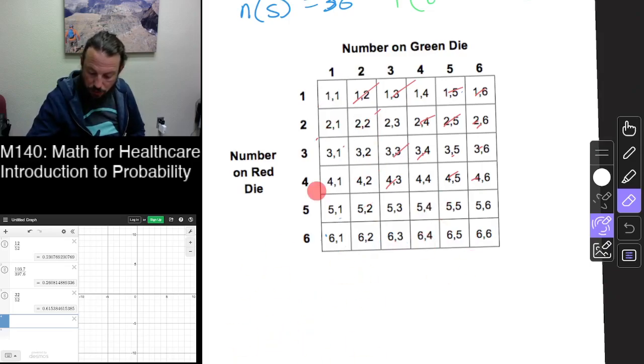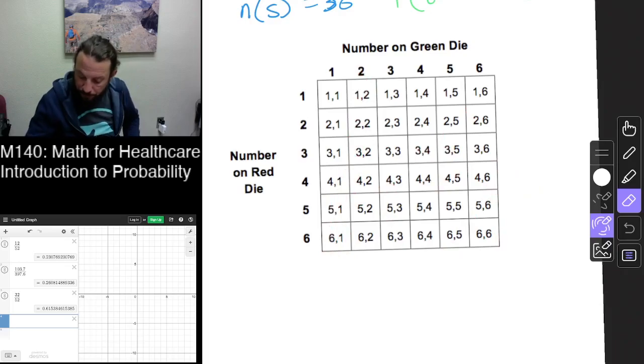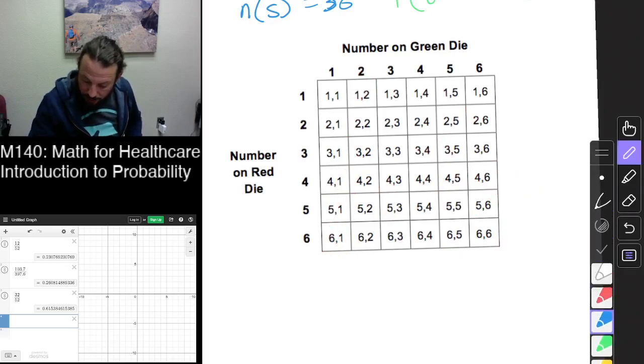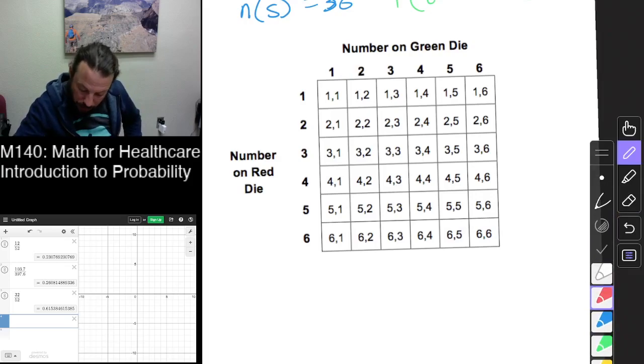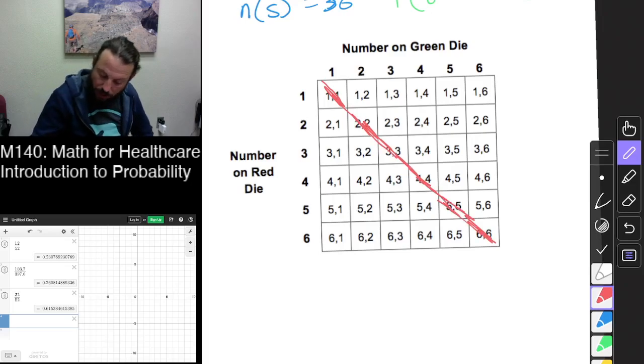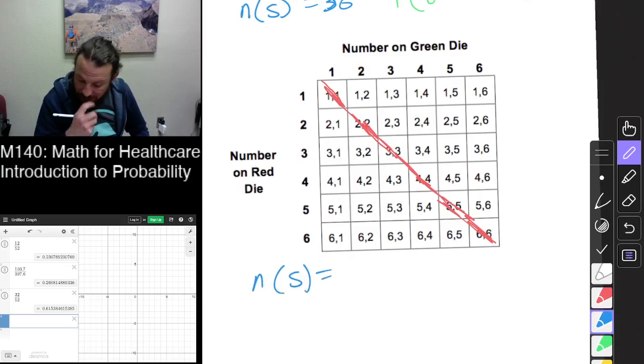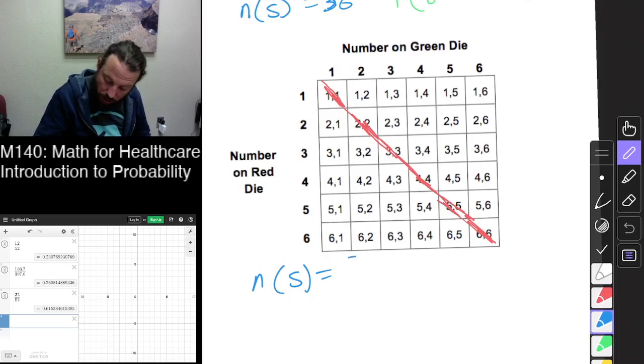Now, this was for a die. What can happen here if we're pulling out slips of paper and we're not replacing them? That means that you can't get doubles. So we have none of these things here, right? And so our new sample space size is now 36 minus that 6, which is 30.